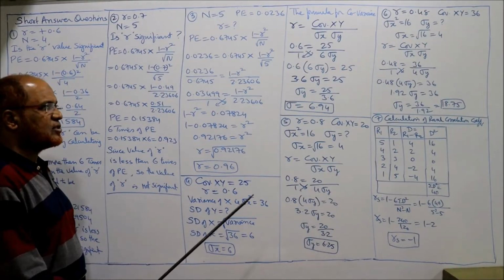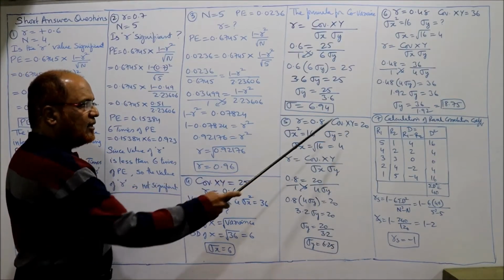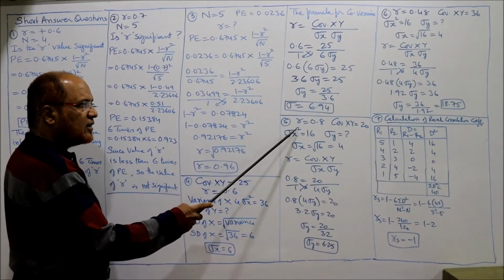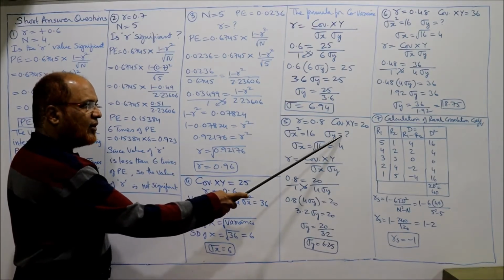Exactly similar to the previous problem. R is 0.8. Covariance of x and y is 20. Sigma x square, this is the variance, is equal to 16. And the standard deviation of y we have to find out.